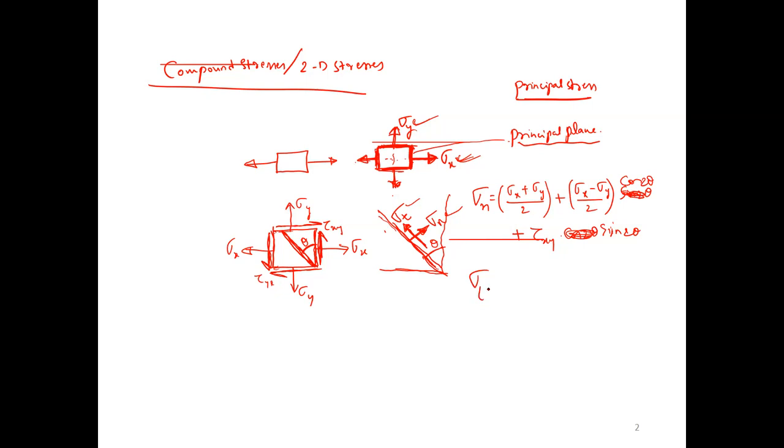Similarly, sigma t equals sigma x plus sigma y by 2, plus sigma x minus sigma y by 2 into sin 2 theta, plus tau xy into cos 2 theta. So this is the tangential stress, and this is the normal stress.